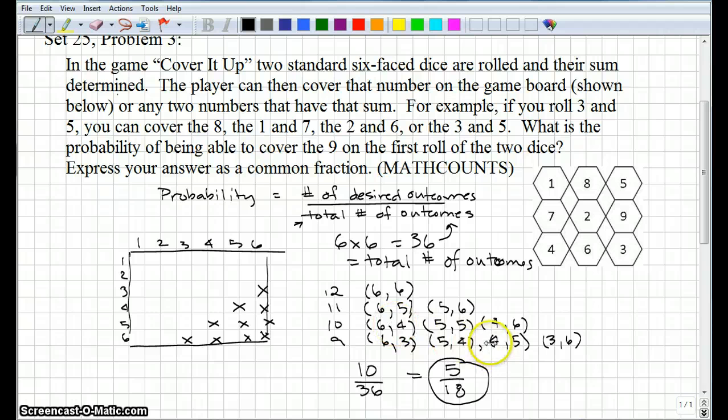Okay, so that's why I listed both the 6 and the 5 and the 5 and the 6. Even though they both come up to 11 and they're commutative, I just want to be consistent when I calculate the numerator and the denominator of the probability. All right, so if order mattered when you calculated the denominator, then order has to matter when you calculate the numerator as well. There you go.